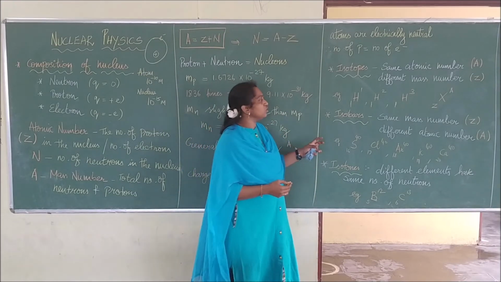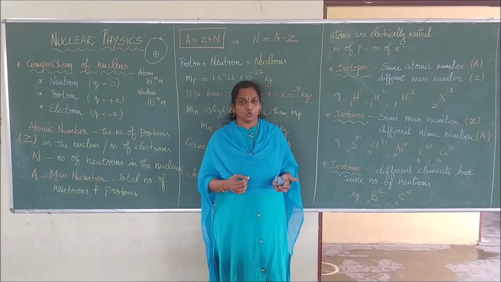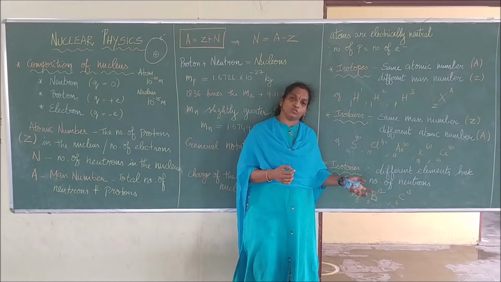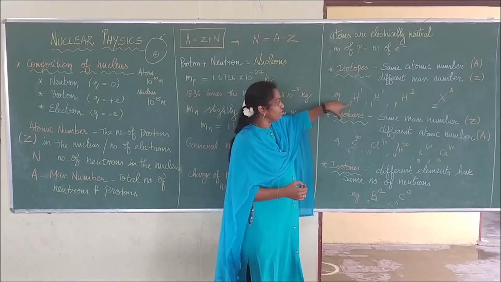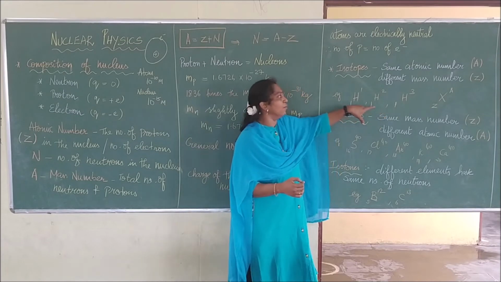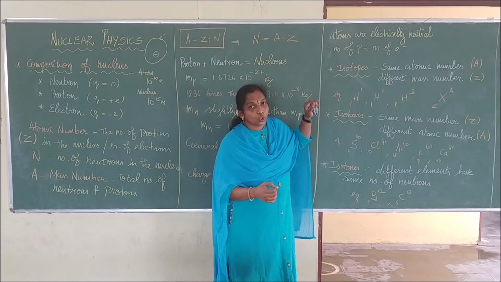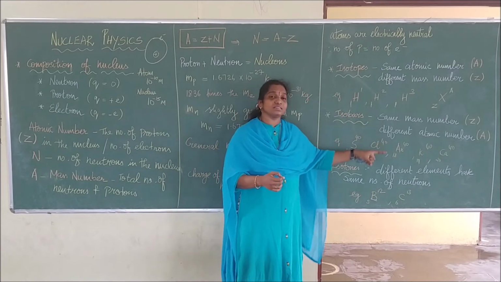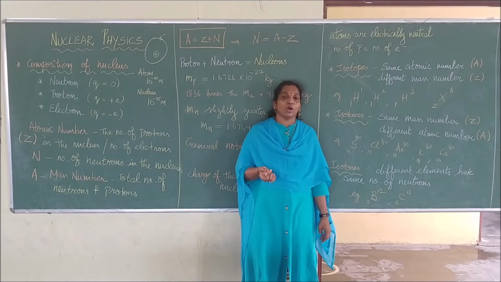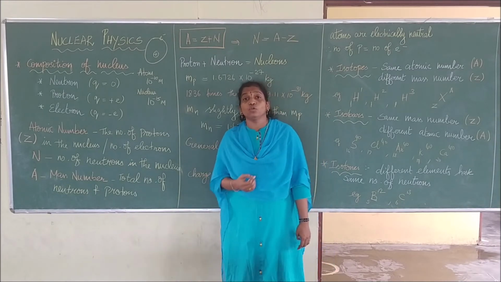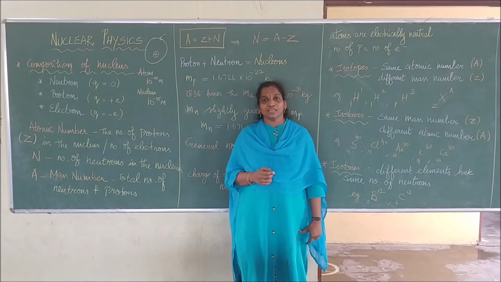In your examination they will give you different elements and they will ask you to group them as isotopes, isobars and isotones. So you have to see that. The number at the bottom is called the atomic number. If the atomic number remains the same, they are said to be isotopes. If the mass number remains the same, they are said to be isobars. If the number of neutrons remains the same, they are called isotones. Is it clear to you?